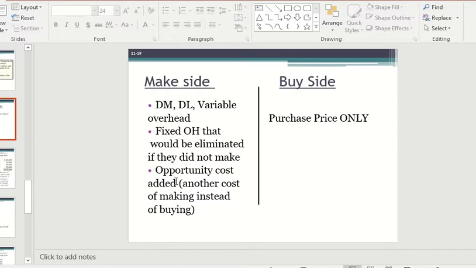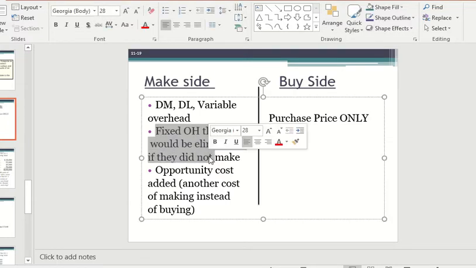So it's important also, this fixed overhead would be eliminated if they didn't make it. Remember, there's overhead that would continue no matter what. This could be like administration of the factory building, or a production manager over all of the products. Just because you cut one product and decide you want to buy it doesn't mean you're going to cut that person's salary. So there are some costs that don't change between the decisions, and those costs are irrelevant. If they don't change between the two decisions, they're irrelevant.